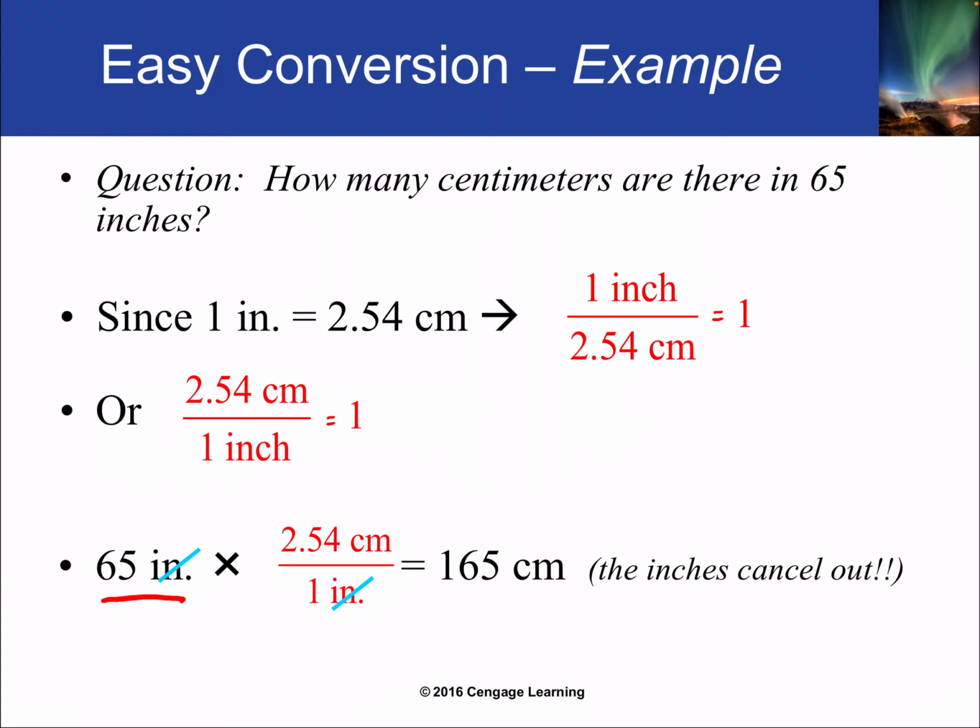By having 65 written first, the conversion factor that we need, because we're asked for final units of centimeters, would be this conversion factor right here, where you place 2.54 centimeters on the top, 1 inch on the bottom. Notice how the inches are canceled with the blue line, and then you just do the multiplication and your answer comes out to be 165 centimeters.